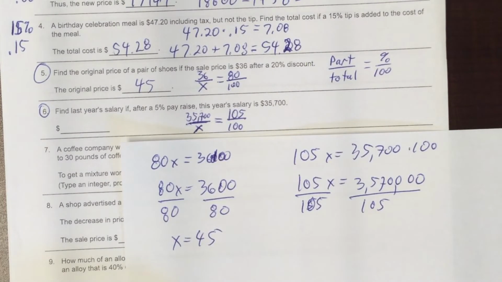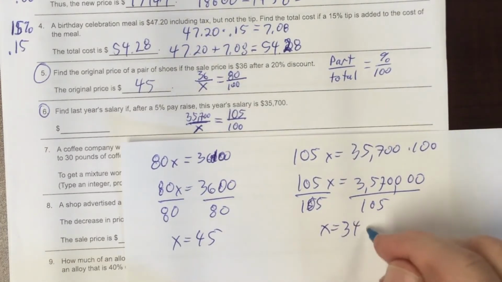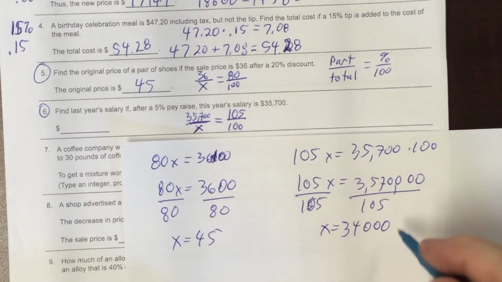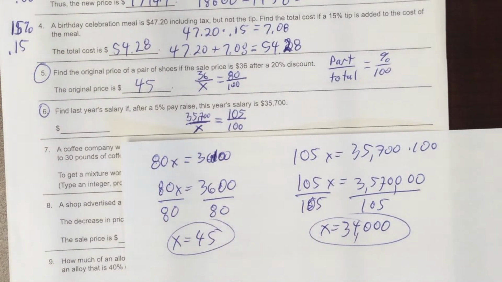Doing this on my calculator here, 3,570,000 divided by 105, I get the original salary being $34,000. So that's how to handle questions like that.